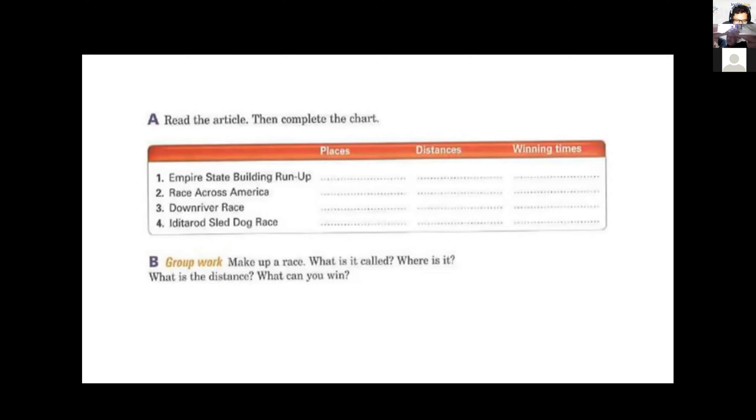Excellent. Next. Vamos con Down River Bay. Places? Arkansas River, teacher. Okay. And also, this is called the White Water, las aguas blancas, right? And what is the distance? 25.7 miles. Excellent. And what is the winning time? 2 hours.